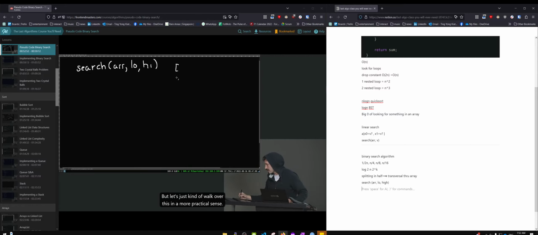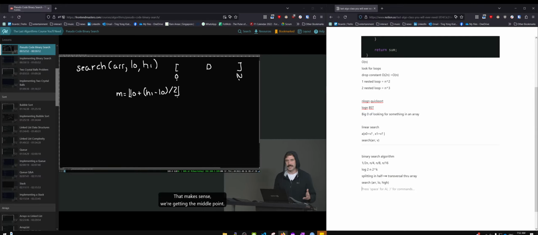But let's walk over this in a more practical sense. So if we start here, what we need to do is go from our low to our high and find the middle point. All right, so that's pretty easy. Let's just write some pseudocode. All right, midpoint simply is going to be low plus high minus low, divided by 2, and the floor of that operation. Right? That makes sense. We're getting the middle point because if we're starting from a middle position, we need to make sure that we adjust where we're at. That's why we do the low plus, and then we need to look at a specific space. So we get the midpoint with the offset. Awesome. We're good to go.